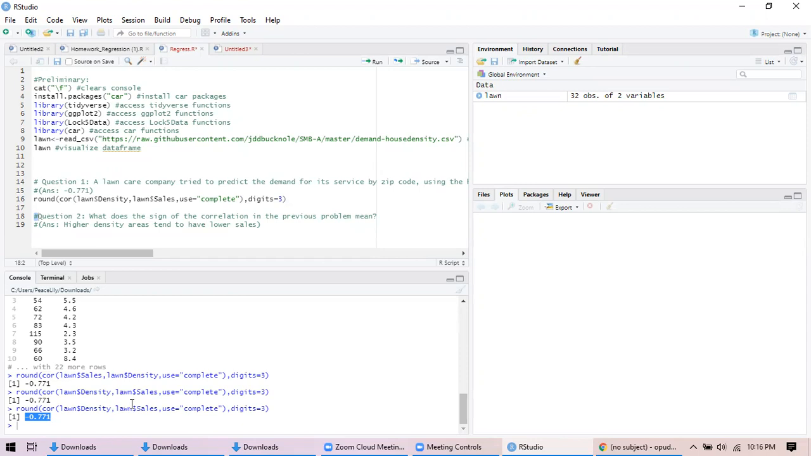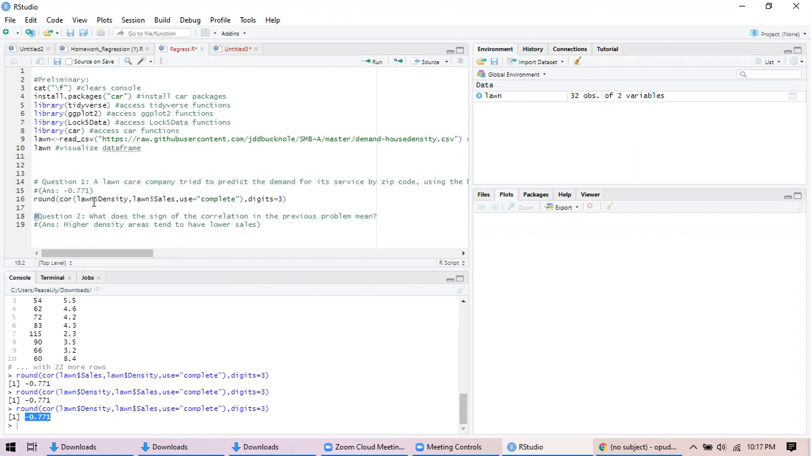So what do you think the answer is to this one? So higher density tends to have lower sales. Yeah, but look at the first one though. It says it's kind of similar, right? The first one.